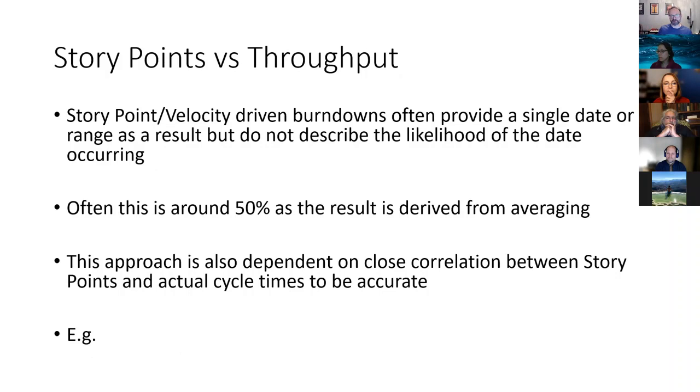So the story point velocity, traditional burn down, often provides a single date or a range as a result, but doesn't describe the likelihood of that date occurring. Because averaging is used with these burn downs, it often comes in around 50%. If we're using that information to predict time as well, you need close correlation between the story points and the actual cycle times to be accurate. So when a stakeholder asks us when will it be done, usually the answer they don't want is 200 points. What they want to know is it will be 6 weeks, 8 weeks, whatever.